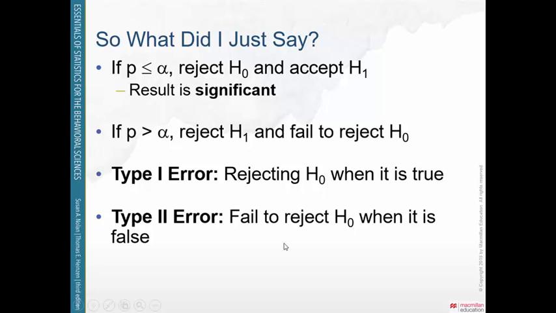So what did I just say? A type 1 error, we're just going to skip right down to here, a type 1 error, rejecting the null hypothesis, H sub 0 is the null hypothesis, when in fact it's true. And a type 2 error, fail to reject the null when in fact it's false. And remember, you never know if you're making a correct decision or an error because we never test the population. So we never really know what's going on in the population.